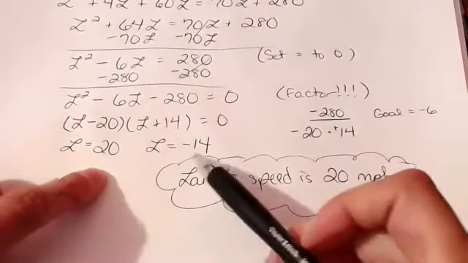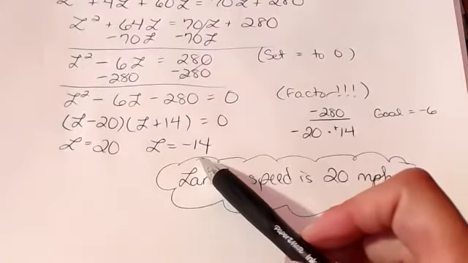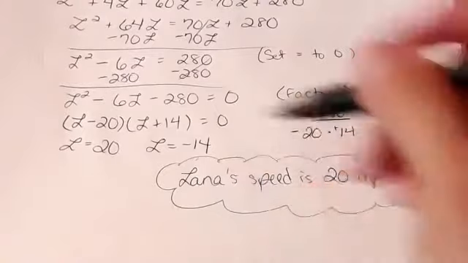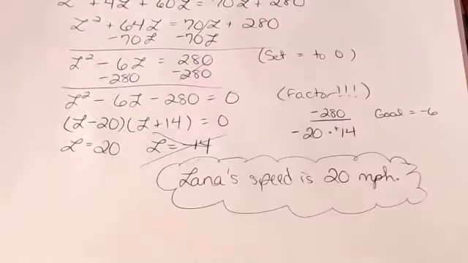As a reminder, Lana cannot go -14 miles per hour. That's just weird. So we're going to cancel that out because that's an extraneous solution. Excellent work.